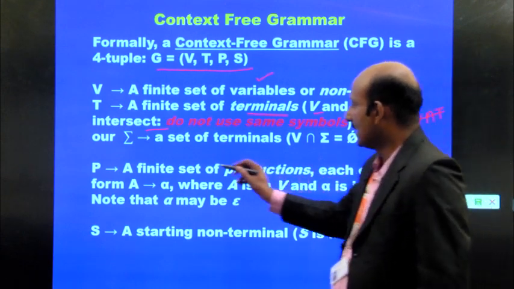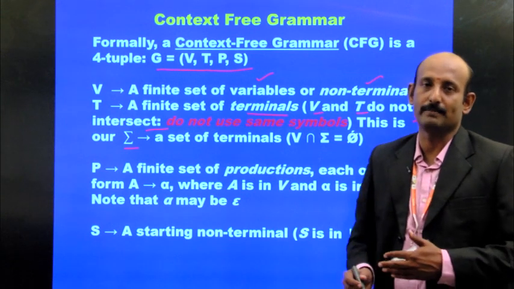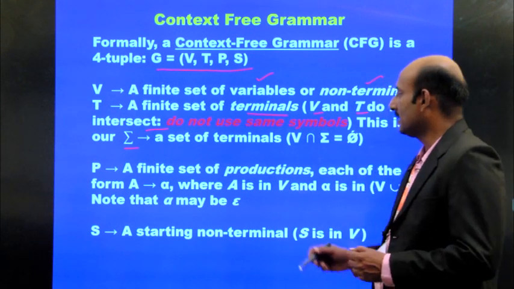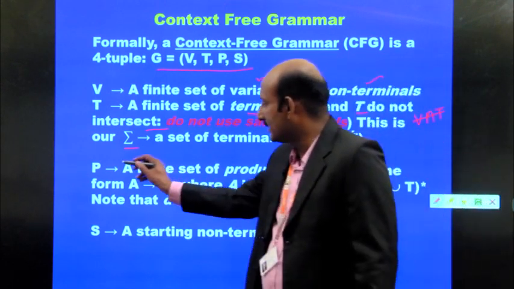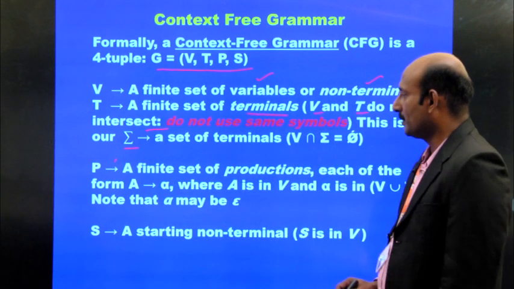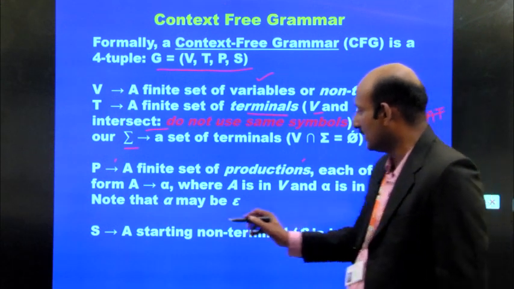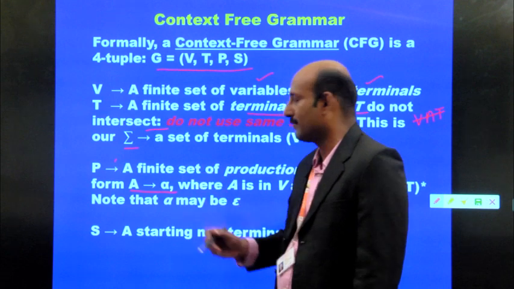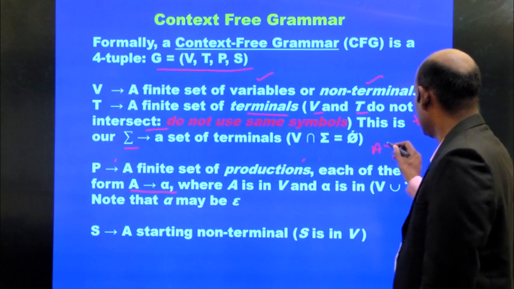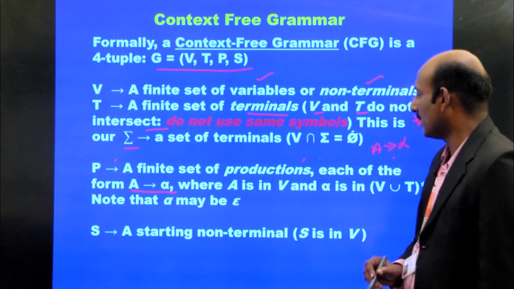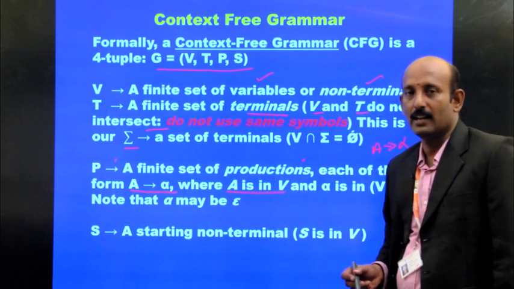This is our sigma. Sigma, as we already know, is a set of terminal symbols, that is, input symbols. P is a production rule, a set of productions. Each production is in the form A gives alpha, A implies alpha, where A is in V, that stands for variable.